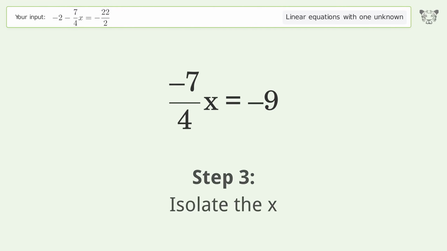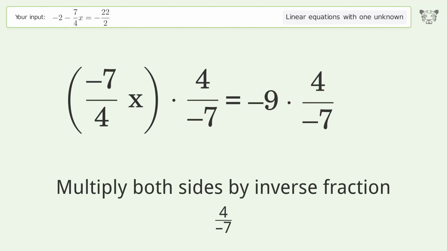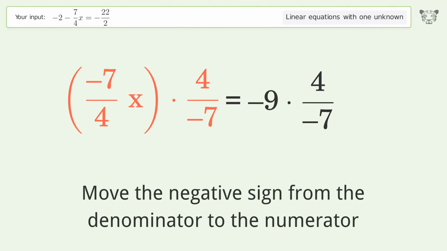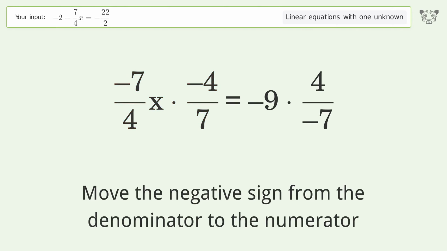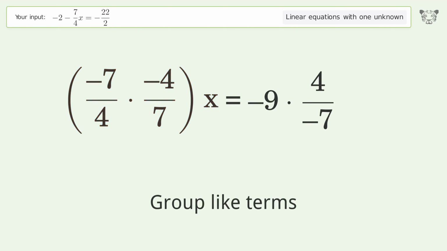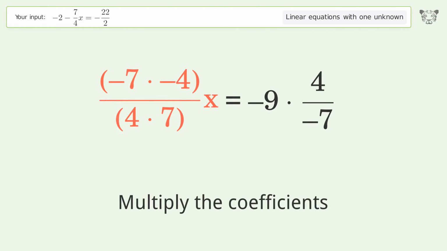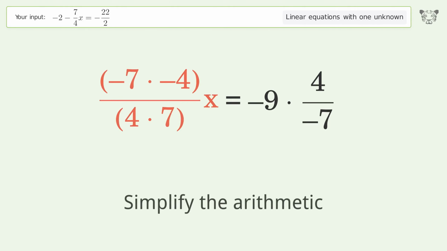Isolate the x. Multiply both sides by the inverse fraction 4/-7. Move the negative sign from the denominator to the numerator. Group like terms. Multiply the coefficients. Simplify the arithmetic.